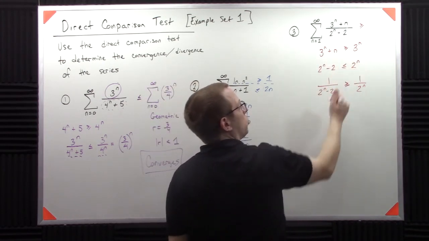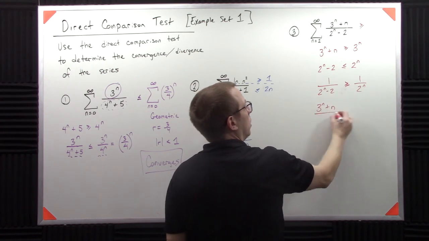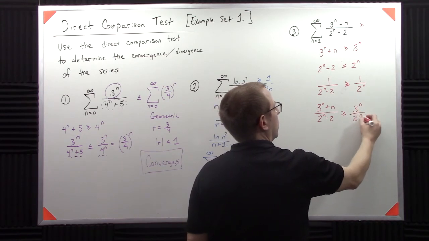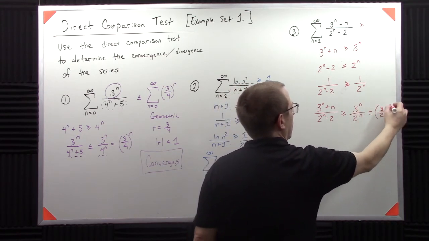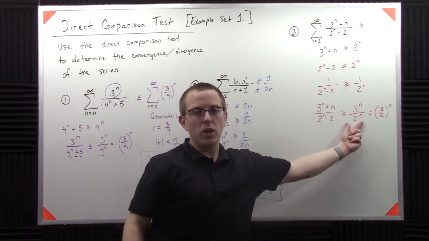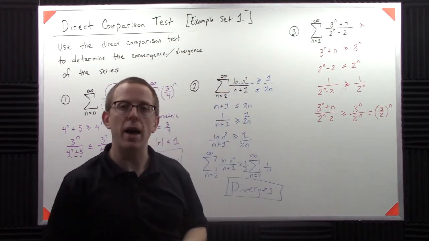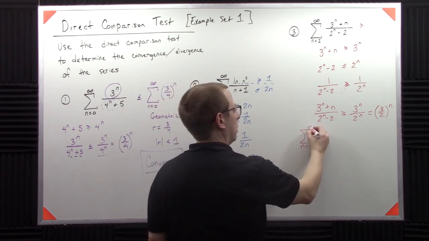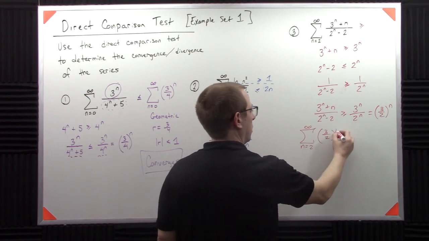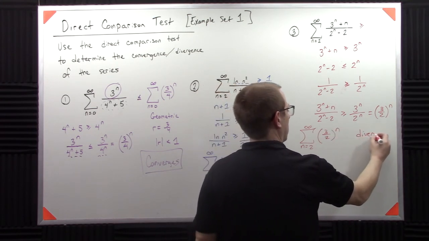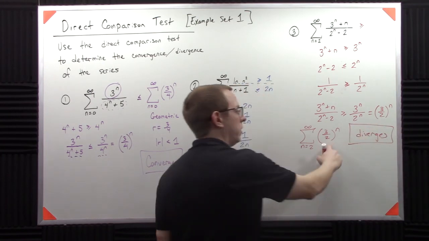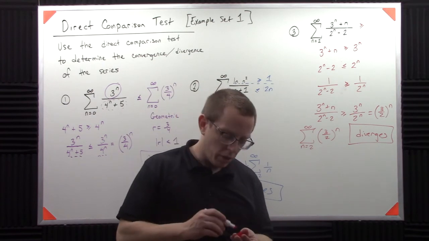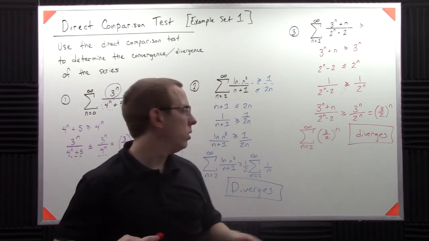And then since this is true, we have the inequality we're looking for, which is 3/2 to the n. And now we know that that diverges, so that also must diverge. Now you might ask yourself another question. How do I know that this diverges?